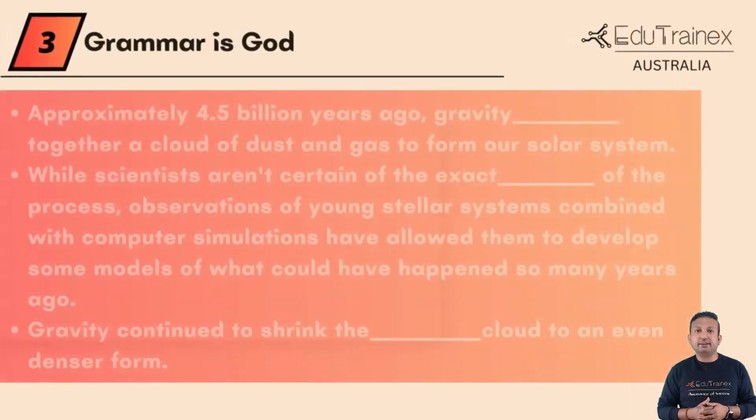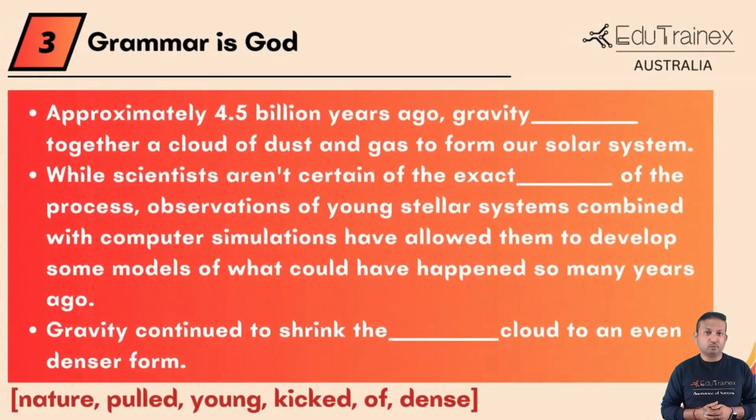See the question on the screen. Look at the first sentence. It says, approximately 4.5 billion years ago, gravity dashed together something. The gravity is doing an action here, and action is verb. So I'll only look at the options which are verb, and I can see pulled and kicked. Then I'll apply my common sense that gravity always pulls, not kicks, and select pulled as the answer.